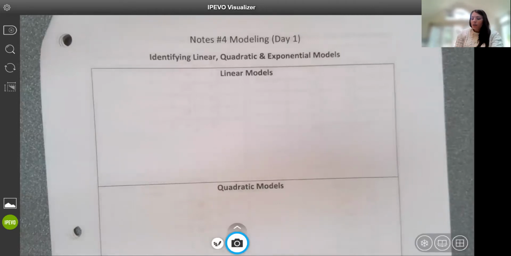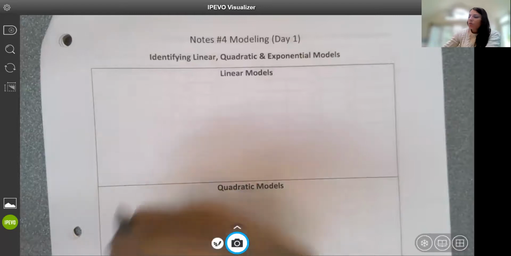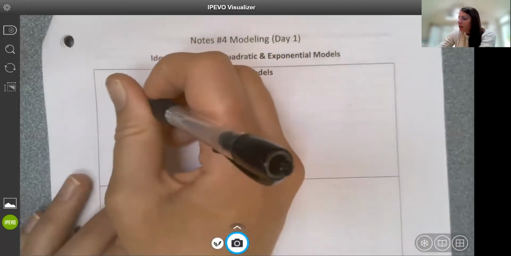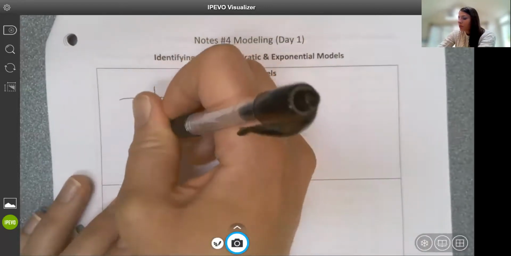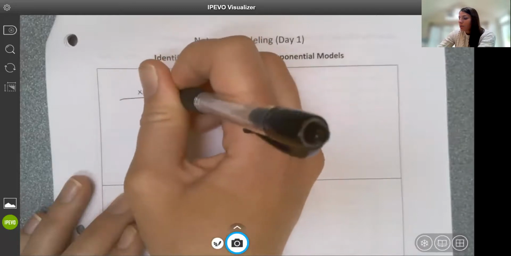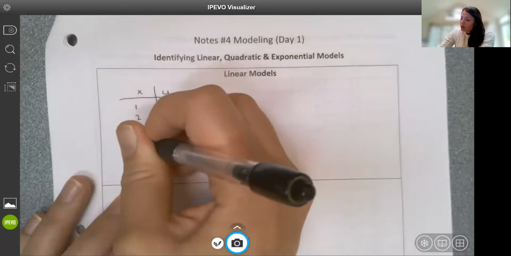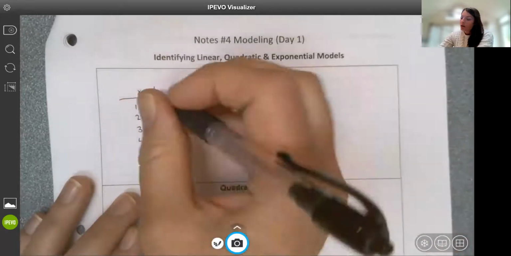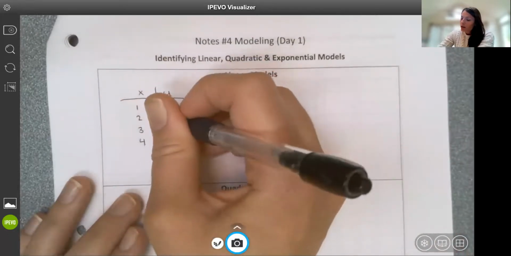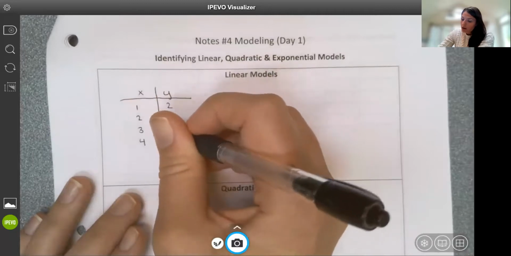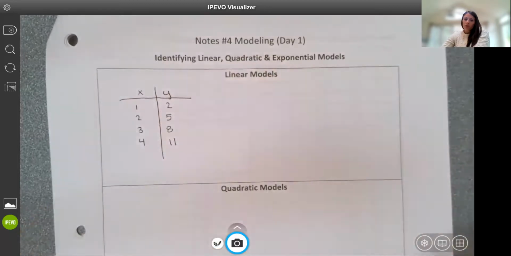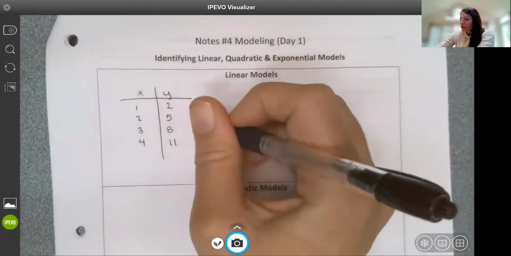And there's some things that we can look for. A lot of our work is going to be on the calculator, but even without looking at a calculator, there's some stuff that we can look for. So I'm going to do just a quick little XY table, and have X go 1, 2, 3, 4, and on Y, 2, 5, 8, 11. Okay, let's do a little sketch of that.